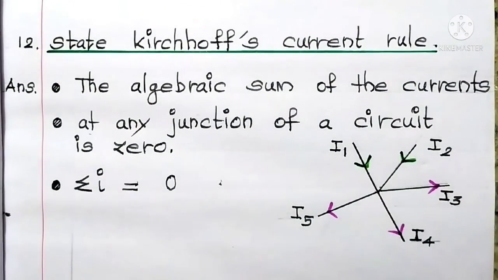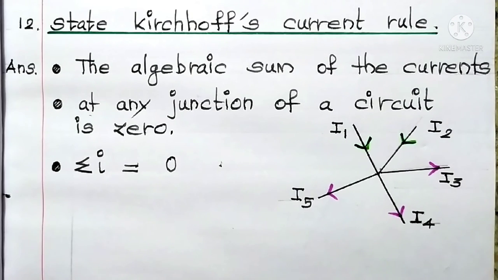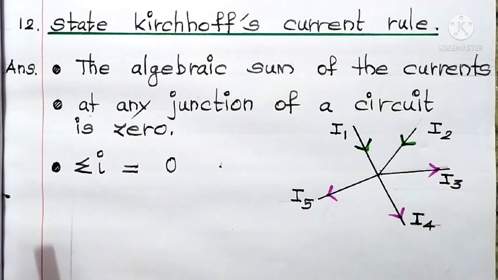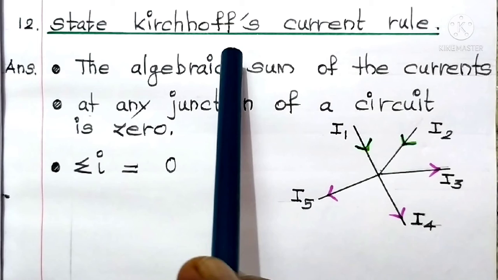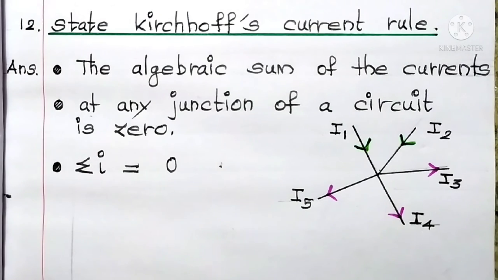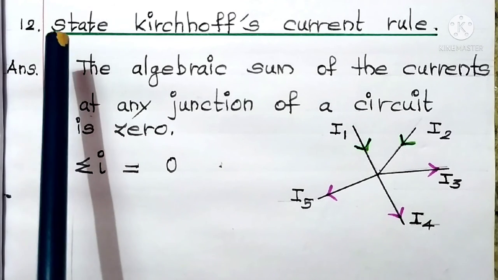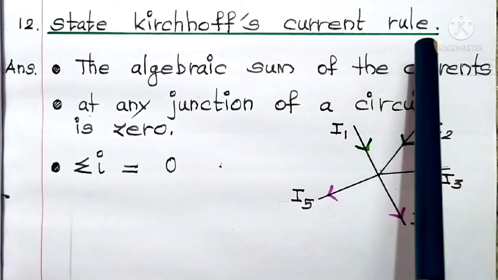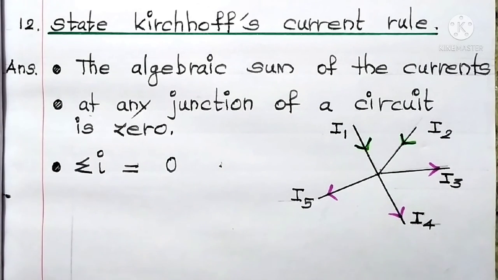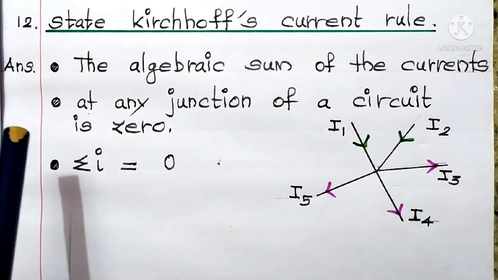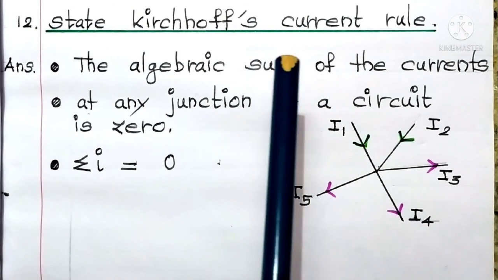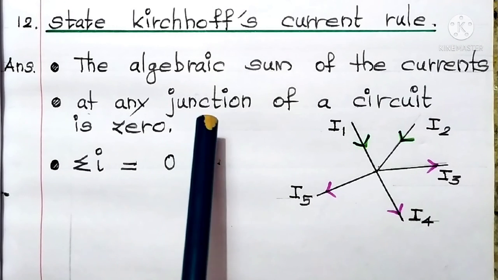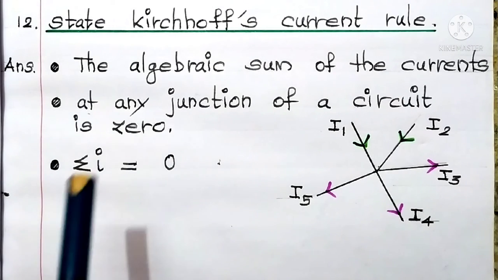Question number 12. State Kirchhoff's current rule. It also can be written as Kirchhoff's first rule or Kirchhoff's current rule. Answer is, this rule states that the algebraic sum of the currents at any junction of a circuit is 0.